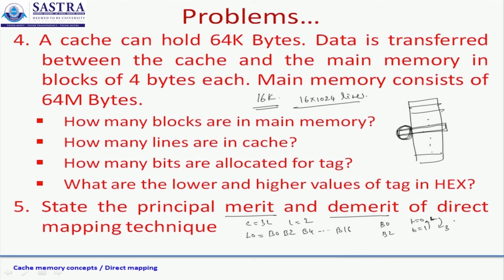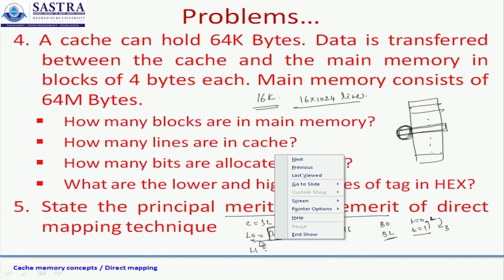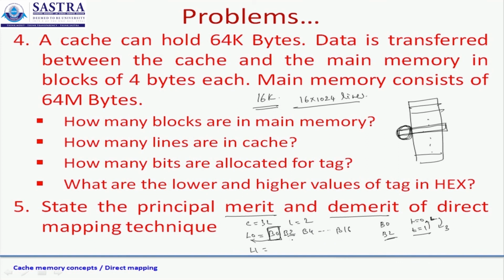Now what will happen? Initially, let's assume B0 is available in line 0. B2 should be available in line 0 only. B2 should not be placed in line 1, even though line 1 is present. Now what will happen? First B0 will be accessed. First we have a cache hit. At the time of accessing B2, B2 is not present. So we have a cache miss. So the memory management unit will go to main memory, fetch B2 and place B2 on line 0, and it will access.